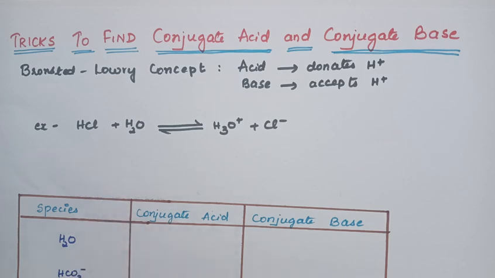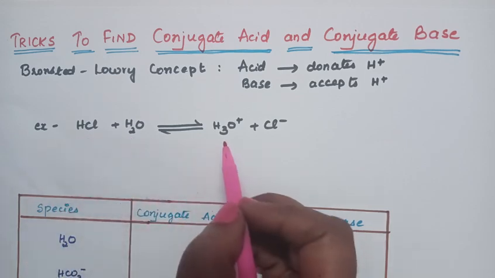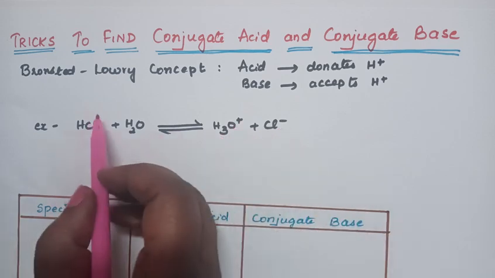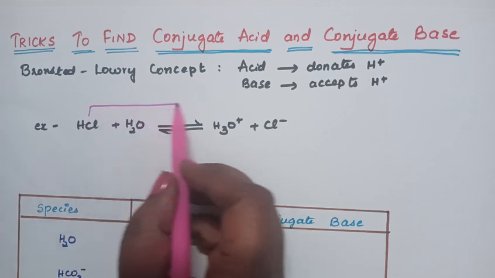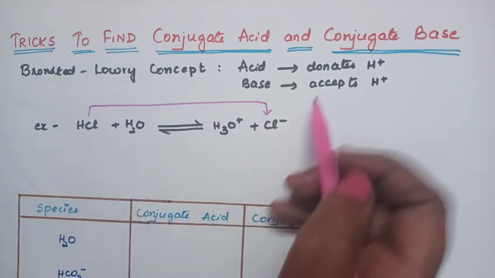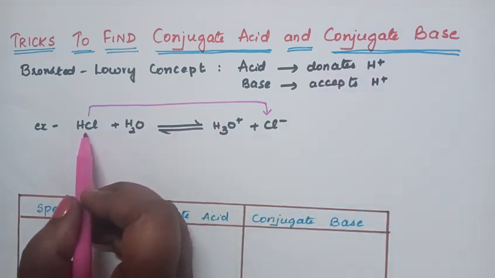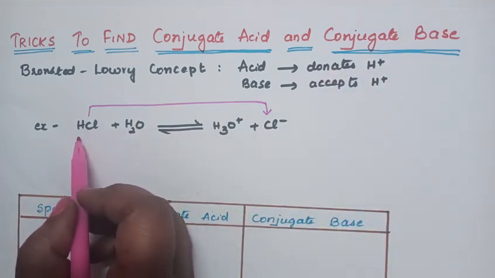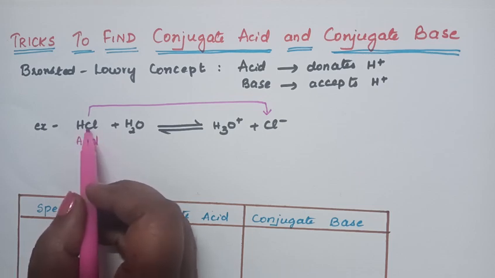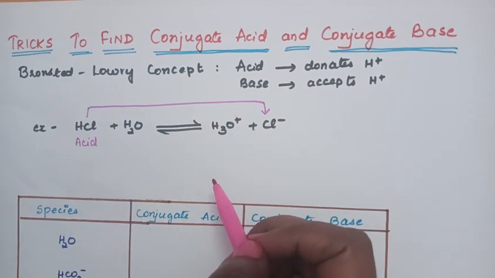In this example, HCl reacts with water to form H3O plus ion and Cl minus ion. HCl is donating a proton and forms Cl minus ion. The substance which donates a proton is called an acid, so HCl is an acid. Why? Because it is donating a proton, that is H plus, to water, and then it forms Cl minus ion.